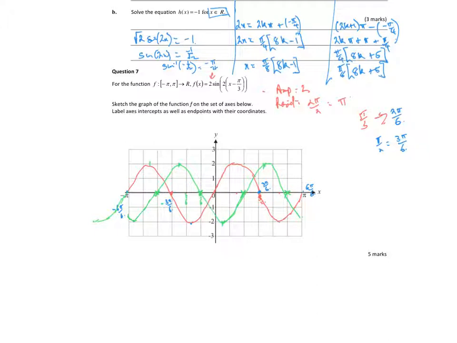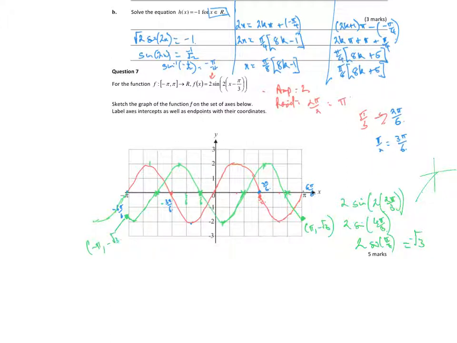So let's work out some endpoints. So if I put x equal to pi, I get 2 sine 2 times pi minus pi on 3, which is 2 pi on 3, which is 2 sine 4 pi on 3. So 4 pi on 3 we know is down there, so it's negative, which is what we expect. 2 sine of pi on 3, sine of pi on 3 is root 3 on 2, so negative root 3. So that's going to be the point pi, negative root 3. This one here will be the point negative pi, negative root 3. And I feel somewhat confident that that's going to be the point 0, negative root 3.